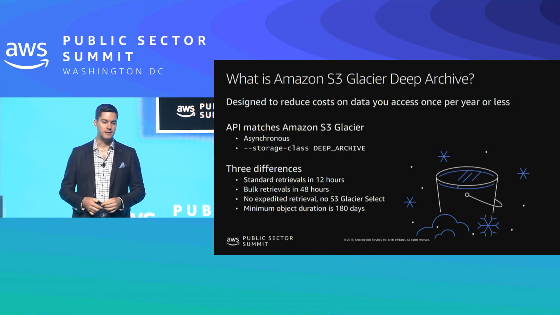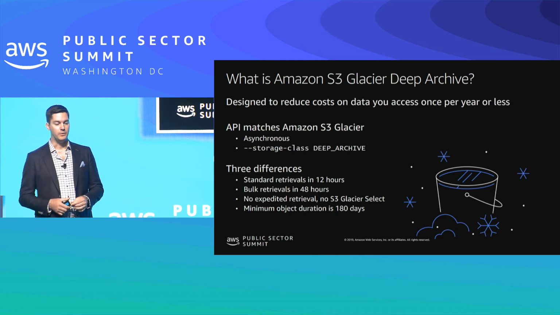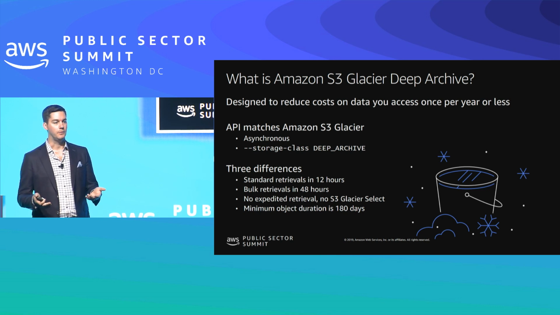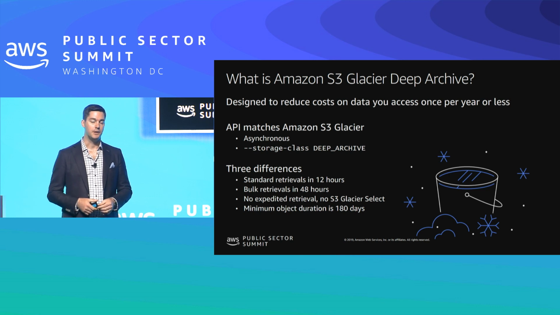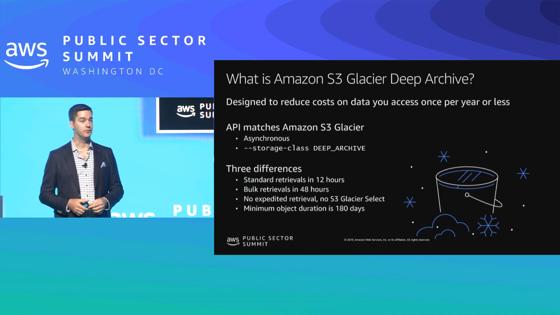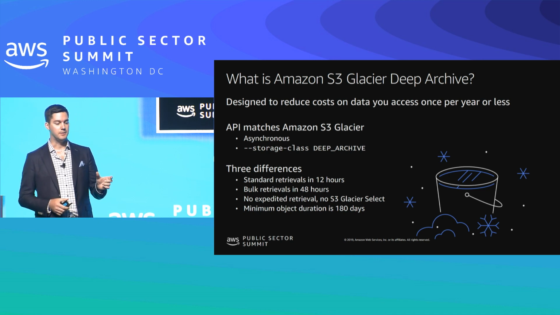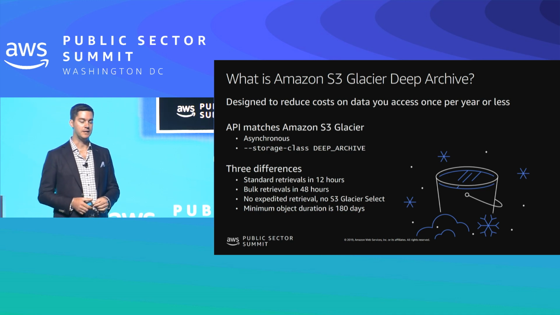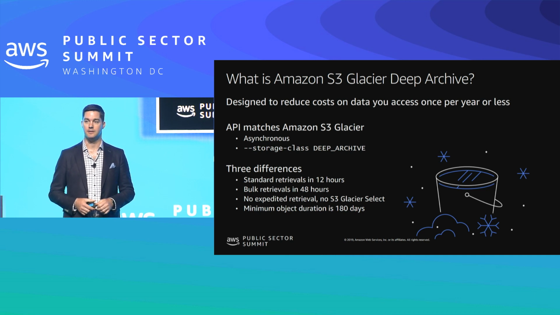So to get a little bit deeper into what Deep Archive is, we very deliberately designed it to be quite similar to Glacier. And the reason was we didn't want to create additional work for our customers to learn a new API, to learn a new way to interact with the storage class. So if you're familiar with using Glacier as an S3 storage class today, you are very well prepared for using Deep Archive. It's really just a simple change to the storage class from Glacier to Deep_Archive.